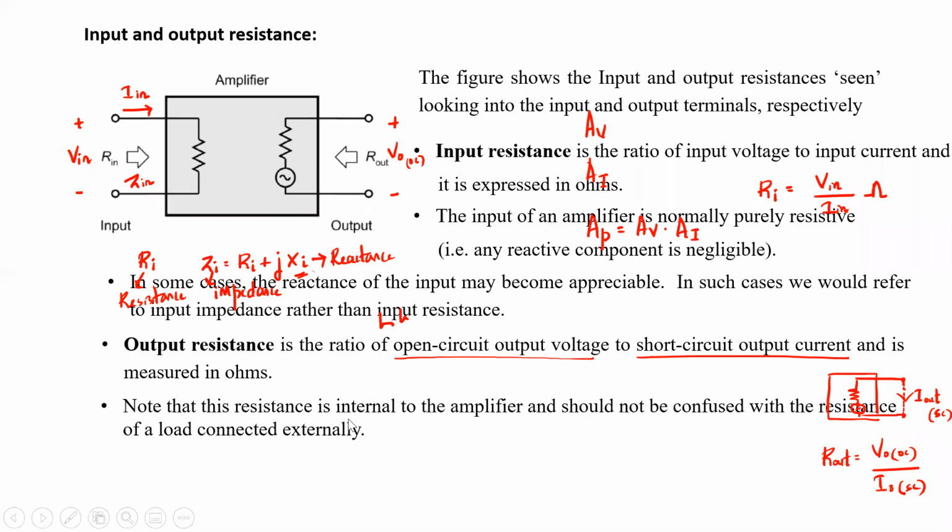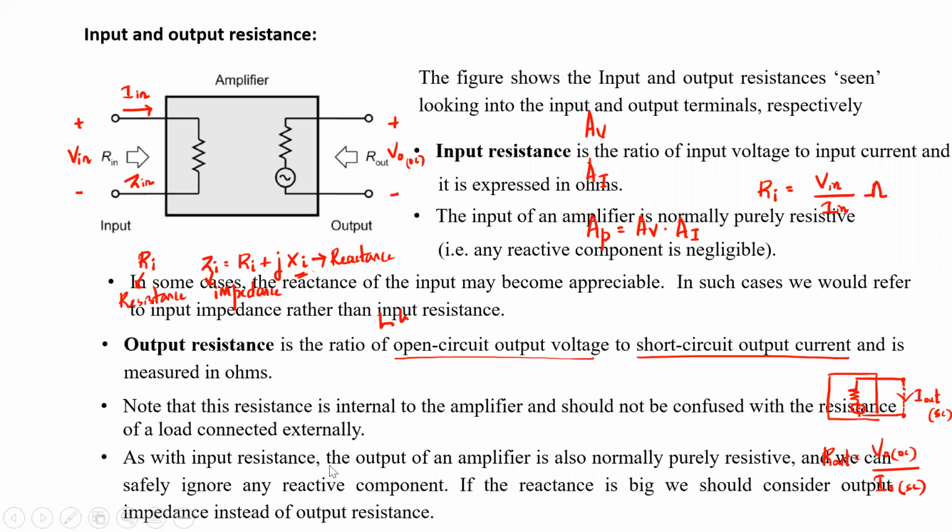Note that this resistance is internal to the amplifier and should not be confused with the resistance of the load connected externally. Sometimes we connect a load right across these 2 points. We connect load, and that is called as RL. And that RL is not this output resistance. This output resistance is internal to the amplifier, is what they are saying. It is the internal resistance of an amplifier.